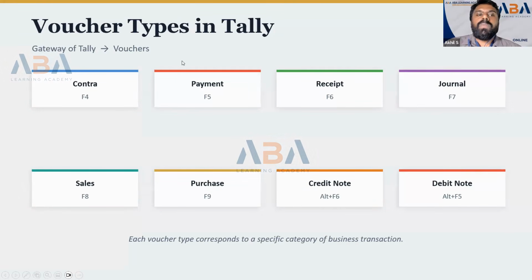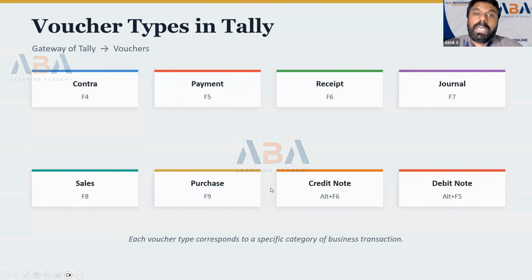Okay. So where can we see this? From the Gateway of Tally, if you go to vouchers, you just press V and it will take you to the voucher entry screen. And there we will be able to see contra, payment, receipt, journal, sales, purchase, credit note, and debit note. Okay. So what is contra? The shortcut key for contra is F4, payment is F5, receipt is F6, journal F7, sales F8, purchase F9, credit note is Alt F6, and debit note is Alt F5.